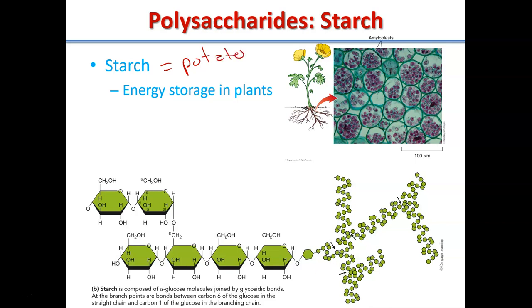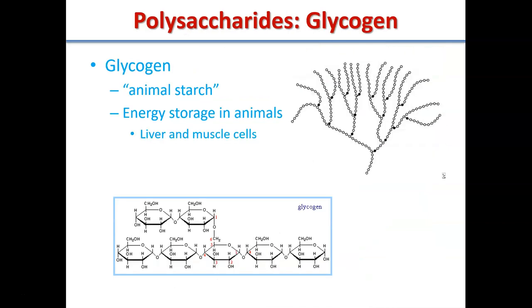That is going to be a plant starchy food, and it's going to, of course, give us energy, or at least it's designed to be energy for the plant. Of course, when we eat it, we can get energy as well. Glycogen is known as animal starch. So the same way a starch is energy for a plant, glycogen is energy for an animal.